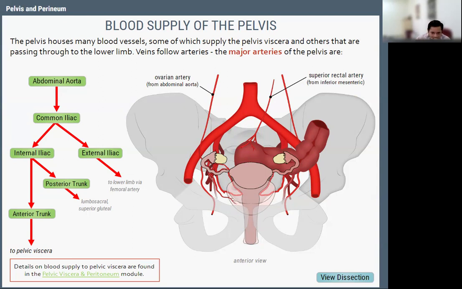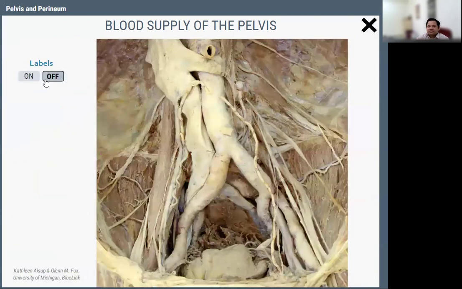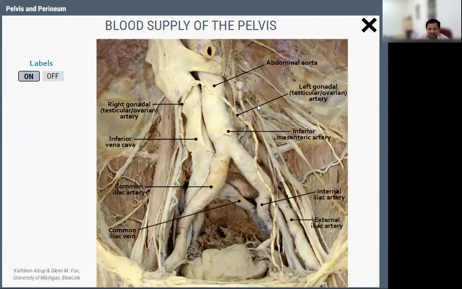This detailed blood supply will be coming again when we talk about the next part. In the image you can see some big arteries. You can see this is the abdominal aorta. Then you can see the common iliac artery, which is further divided into internal iliac and external iliac, and these are going to get into further divisions.